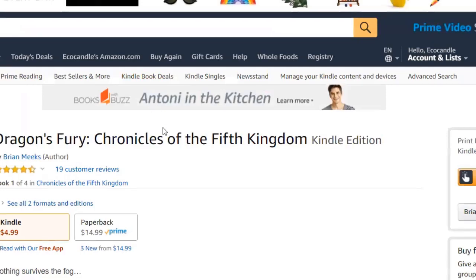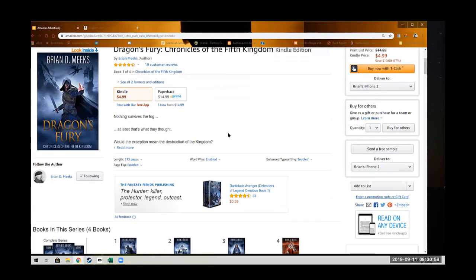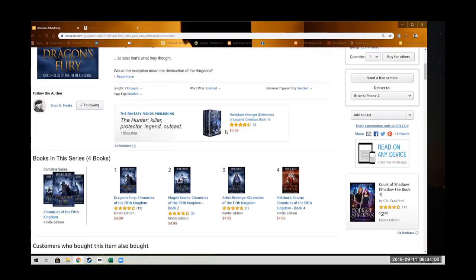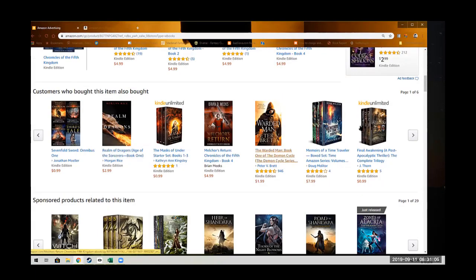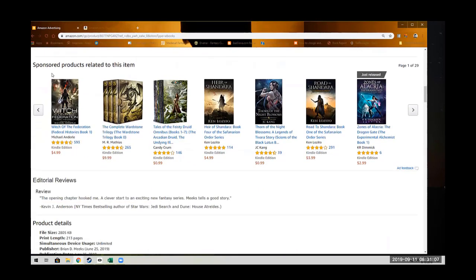I'm going to grab Amazon here. So this is Dragon's Fury, my new epic fantasy. We'll scroll down here to some ads. These are sponsored products related to this item, so all of these are ads. If I click on any of these books, this person will have to pay for the click. Now, Michael Andale, I'm not going to click on this book because he lives in the same building as me. He's actually four floors up, and I don't want to make him pay for a click.